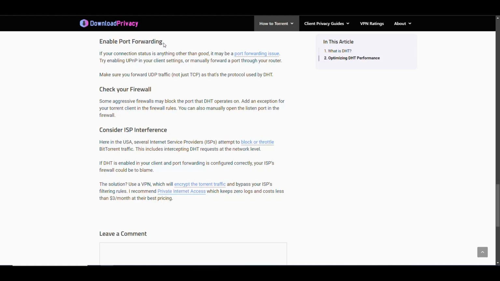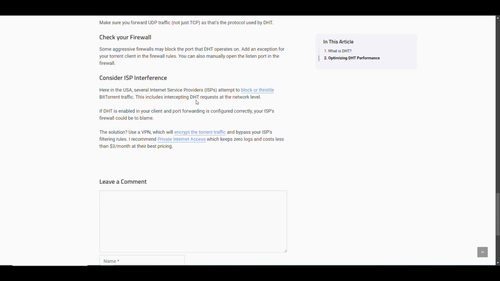Obviously, if you need to receive the traffic, you want to make sure that that port is accessible and that your firewall is not blocking it. So those are basic points here. But then it says you also have to consider that your internet service provider might interfere with your torrent traffic.